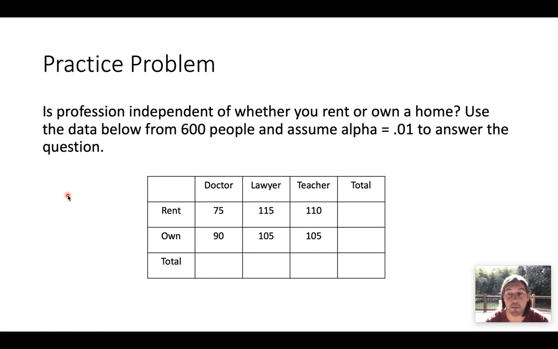Is profession independent of whether you own or rent a home? We have 3 professions: doctor, lawyer, teacher, and we have 2 options for home ownership: renting or owning. So does your profession impact whether you rent or own a home? So what I want you to do is, on a piece of paper at home right now, try and solve this problem. Use the previous lecture slides, use the previous lecture voiceover to walk you through how to do the calculations and make your decision, and see if you can do it on your own.